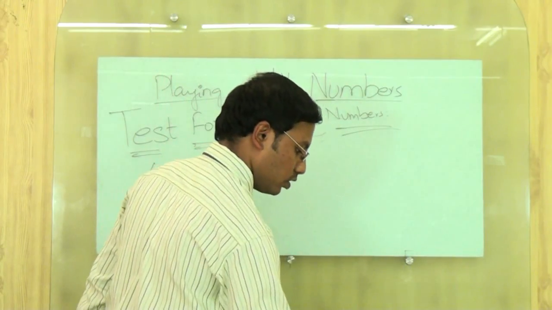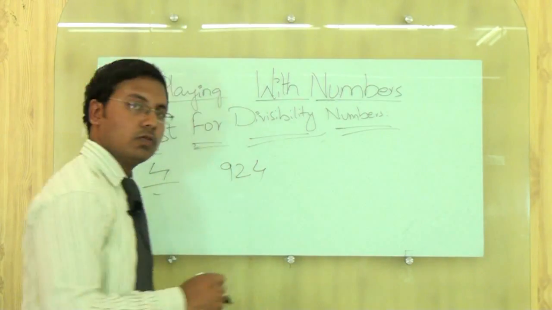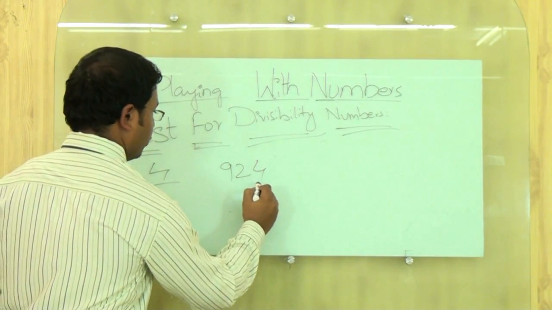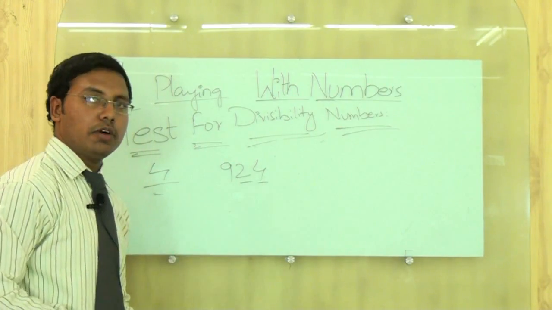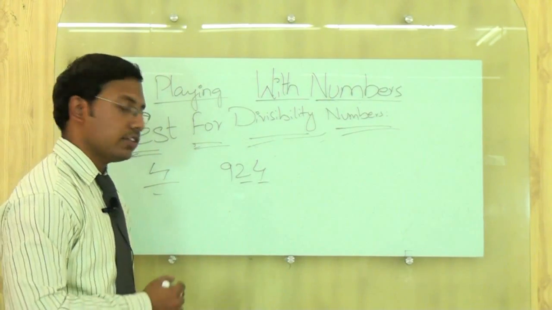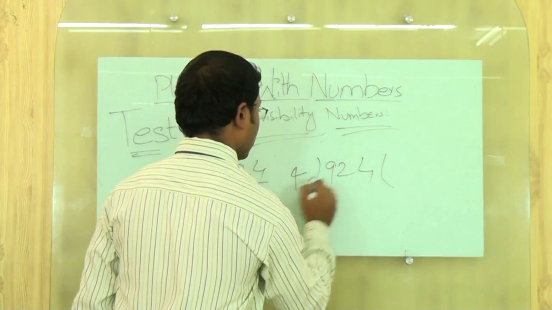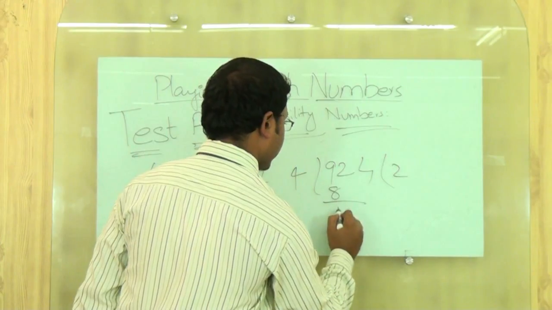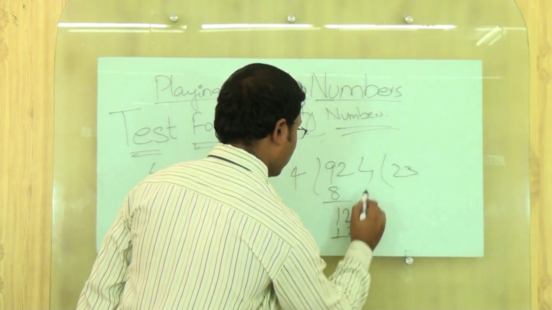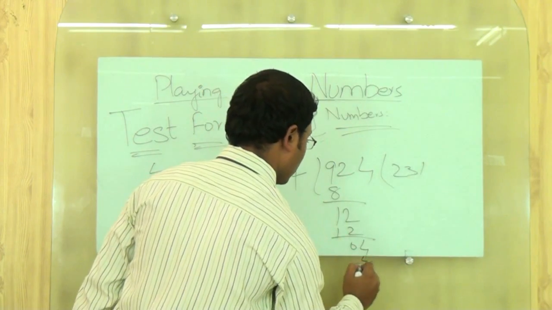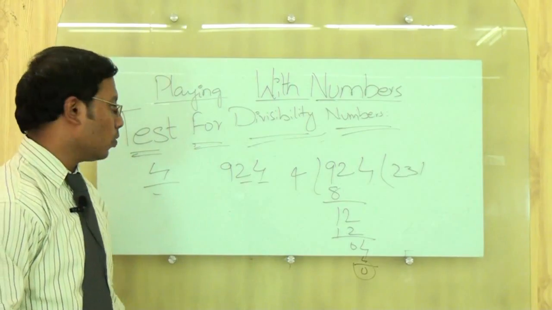let us suppose 924. The units place and tens place are exactly divisible by 4. Hence the number 924 is also going to be divisible by 4. Let us check here. 924 with 4: 4 twos are 8, 1 carry, 2 here, 4 threes are 12, 0, 4 again, 4 ones are 4, remainder 0. Hence the number 924 is exactly divisible by 4.